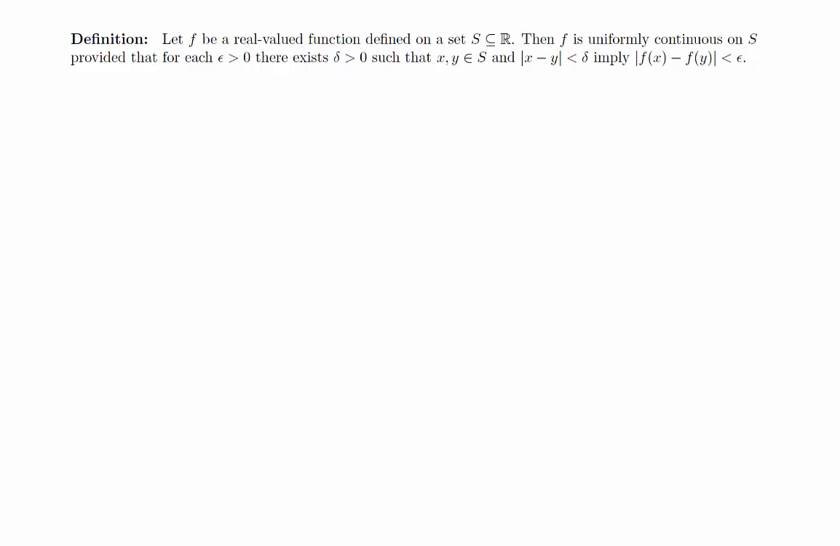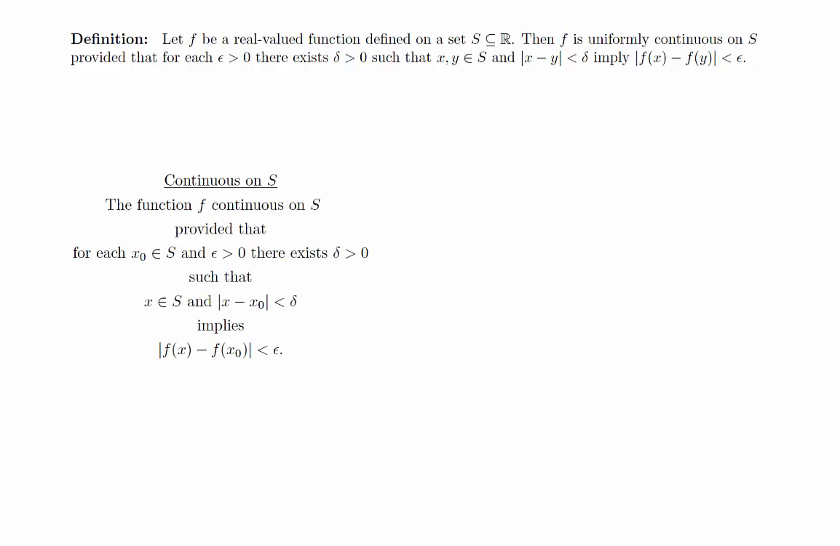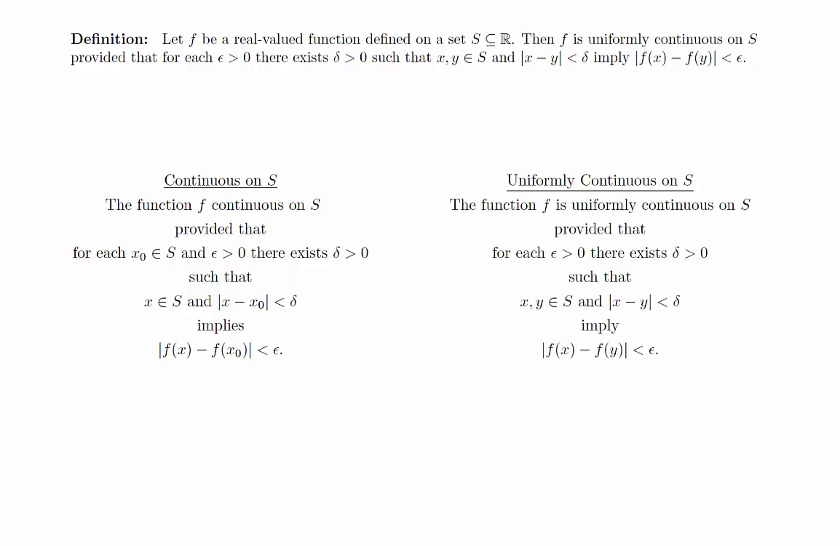We will compare the definitions of continuous on a set S with uniformly continuous on a set S. The function f is continuous on S provided that for each x naught in S and epsilon greater than 0, there exists a delta such that x in S and the absolute value of x minus x naught less than delta implies the absolute value of f of x minus f of x naught is less than epsilon. The function f is uniformly continuous on S provided that for each epsilon greater than 0, there exists a delta such that x and y in S and the absolute value of x minus y less than delta imply the absolute value of f of x minus f of y is less than epsilon.